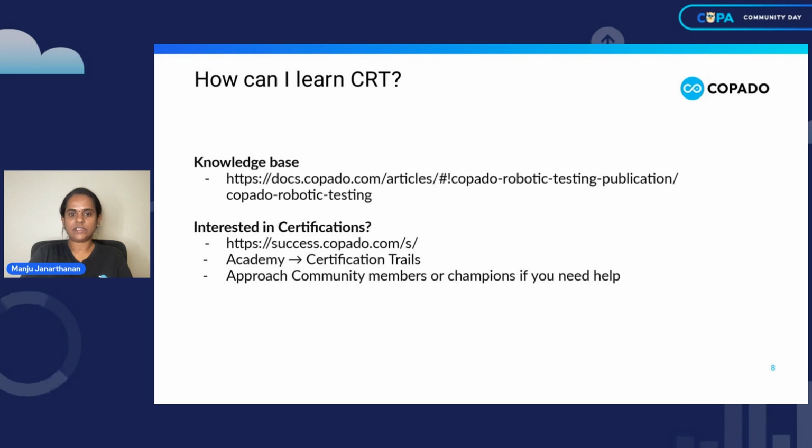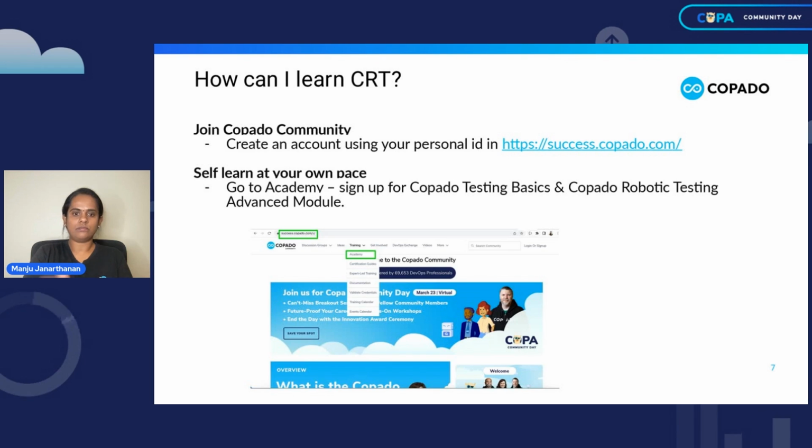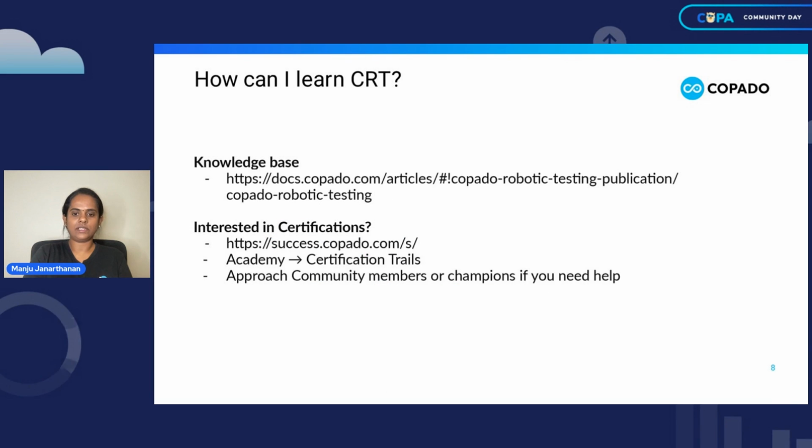And if you're interested in certifications, I would definitely recommend going to, again, success.copado.com, where you have certification trails, right? So you complete them module by module. Many people would already know this, but if you're new, once you finish a module, you have 4 or 5 questions to answer, and then you keep moving to the next step. You can make step-by-step progress at your own pace, right? And you can definitely approach community members or champions if you need any help. Yeah, so this is how you can learn CRT. So basically you go to success.copado.com, go to academy and you can sign up yourself, right?